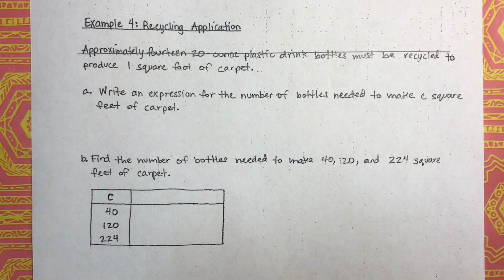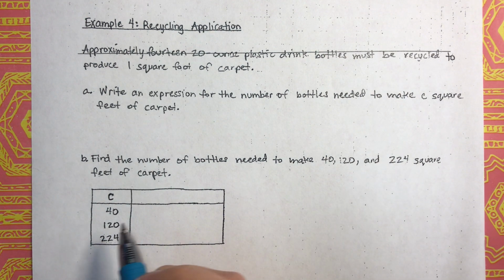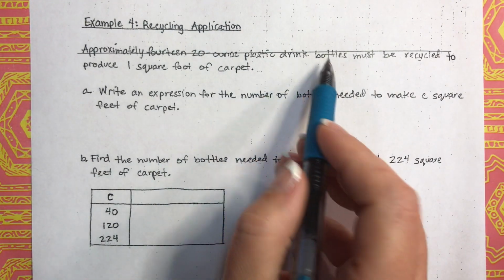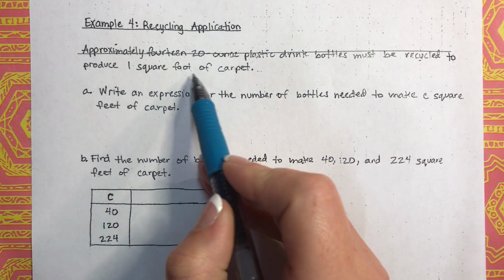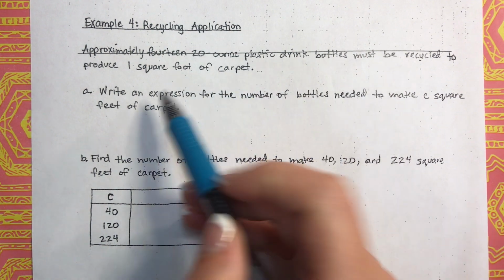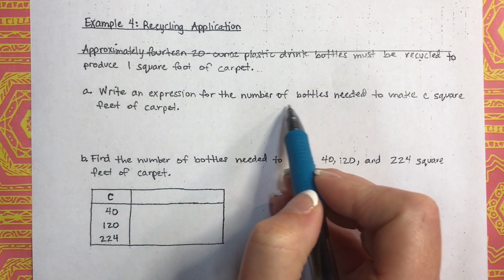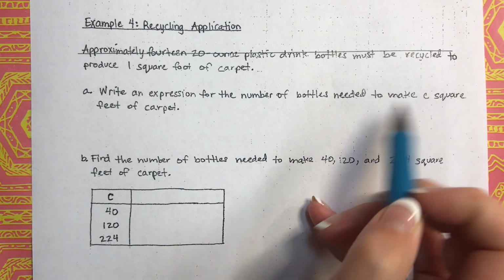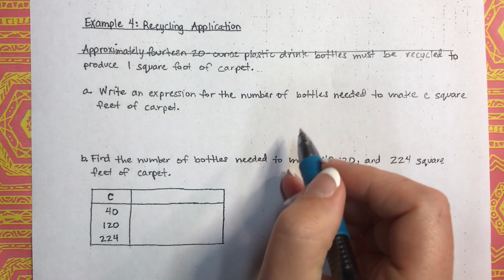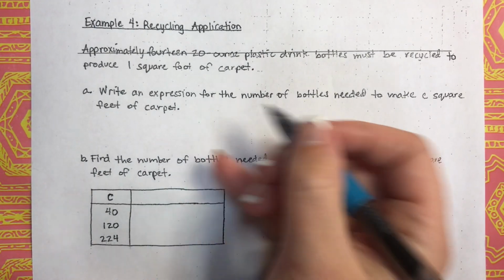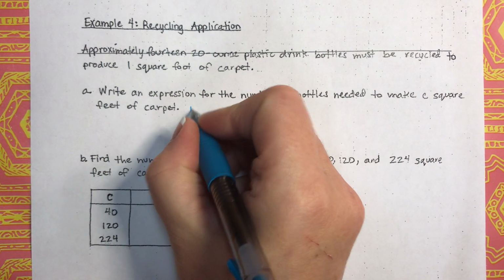All right, welcome back with example 4, recycling application. Approximately 14 20-ounce plastic drink bottles must be recycled to produce 1 square foot of carpet. So we're just going to write an expression for the number of bottles needed to make C square feet of carpet. So we want to know the number of bottles.